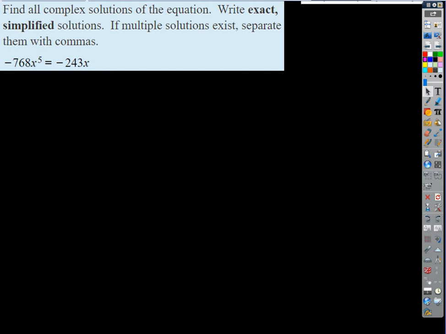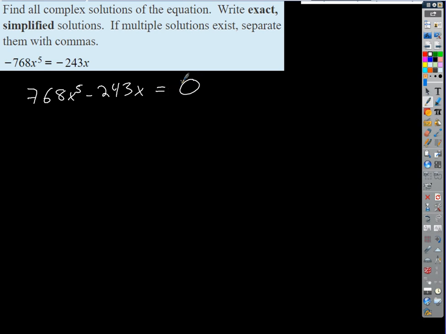Move it all to one side. Okay, move it all to one side. So we might as well make the leading term positive, right? So we'll get 768x to the fifth minus 243x equals 0. Okay, that one.